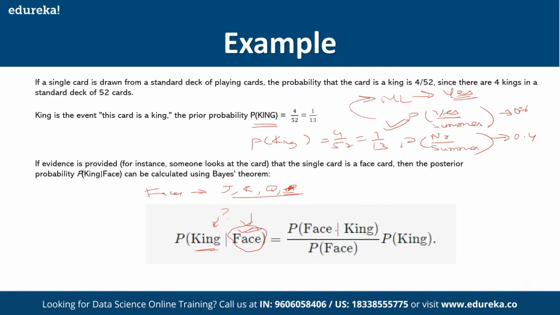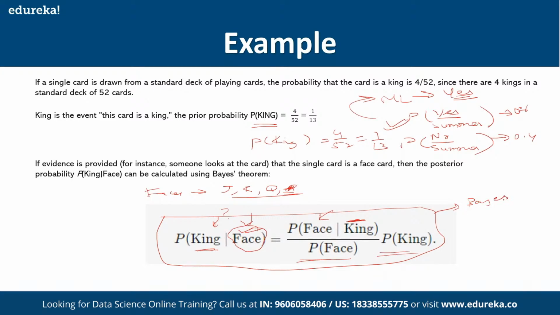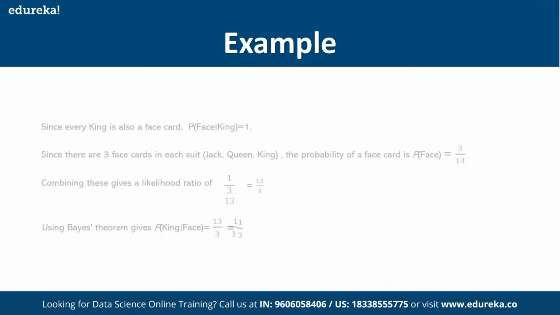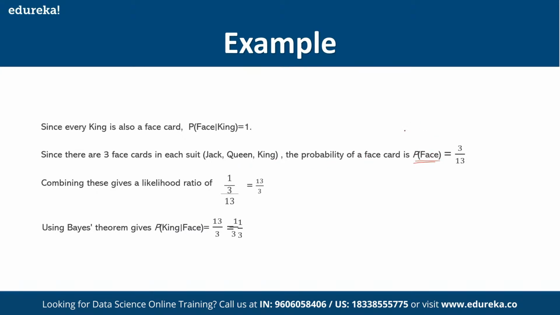Okay, so what will we do? We will first find the probability of a face card given king, divided by probability of face card, into probability of king. How did we get this? We get this from Bayes theorem. Now this we know: probability of king is 1 by 13. Probability of face card is what? How many face cards are there in a deck? In a deck, jack, king and queen.